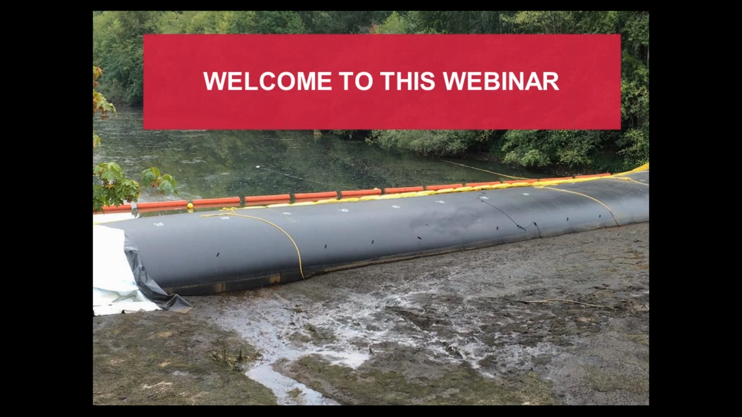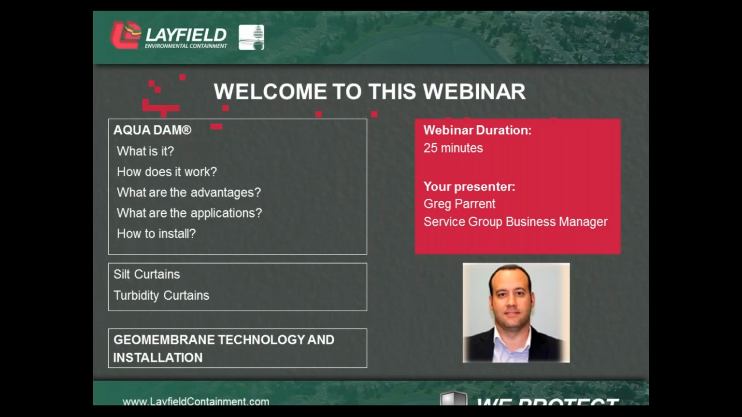And the goal here is to create a dry working environment. You can also see silt curtains and turbidity curtains in yellow and orange. And these are installed to prevent sediment migration from the construction area into the rest of the river. So this will protect the aquatic environment and prevent costly environmental cleanup work and liability.